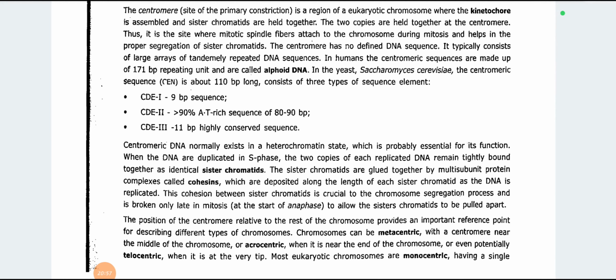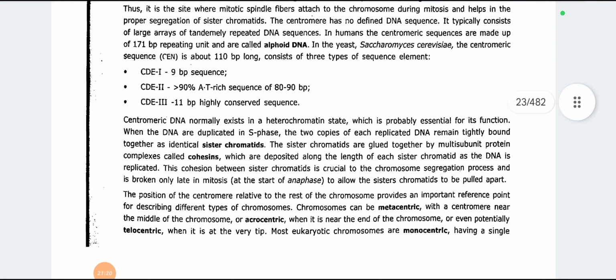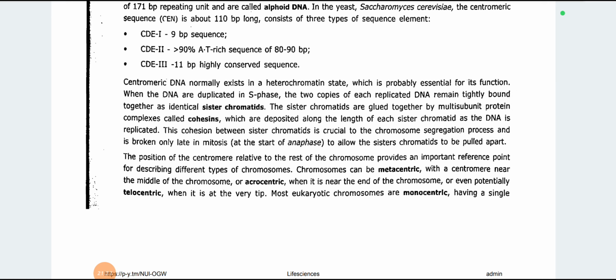And the centromere has no defined DNA sequence. It consists of tandemly repeated DNA sequence. They are made up of a 171 base pair repeating unit and are known as alphoid DNA. Sequences are not fixed, and in yeast the centromeric region is around 110 base pair long, consisting of 3 types of sequence elements: CDE1, CDE2, CDE3. CDE1 is 9 base pair, CDE2 is greater than 90% AT, and CDE3 is 11 base pair.